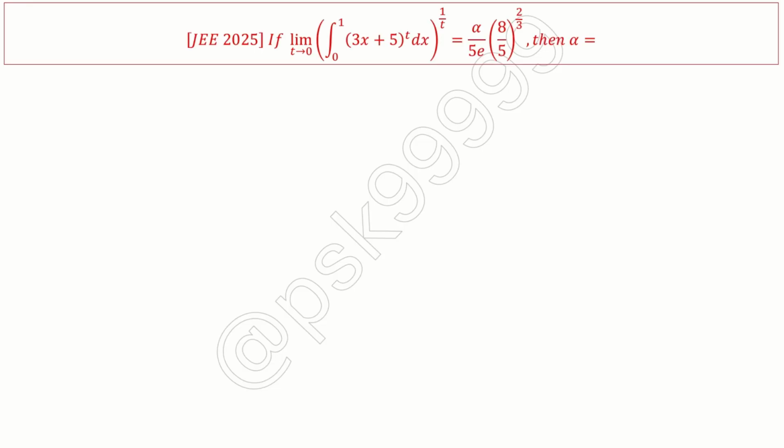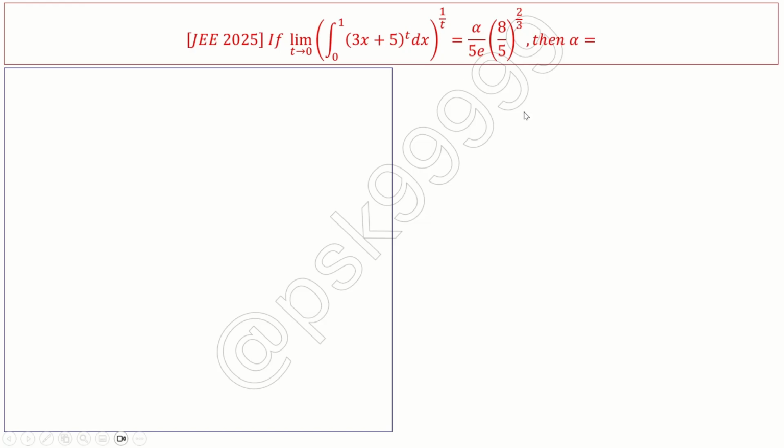Next, if the limit of t tends to 0 of the integration from 0 to 1 of (3x plus 5) to the power of t dx, the whole to the power of 1 by t, equals alpha by 5e into (8 by 5) to the power of 2 by 3, then what is alpha? Basically you need to solve this limit and integration, then put it in the form which they have given, and then map it to find alpha.